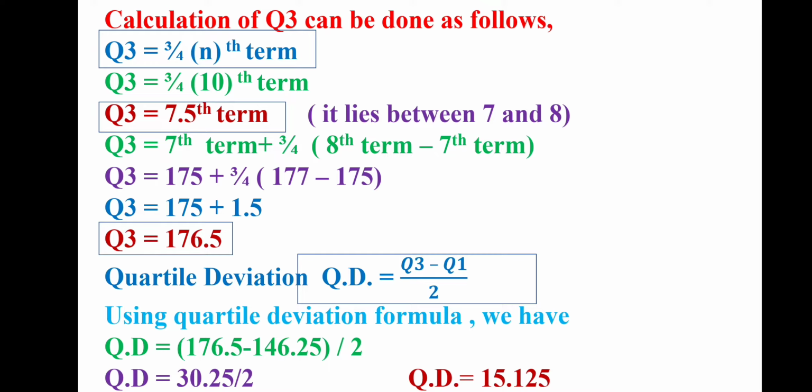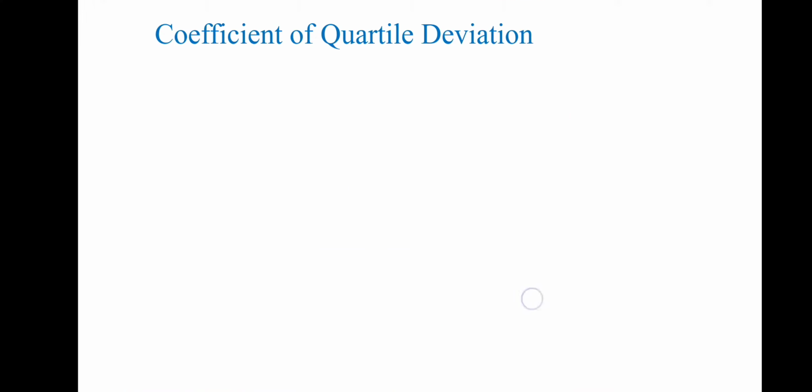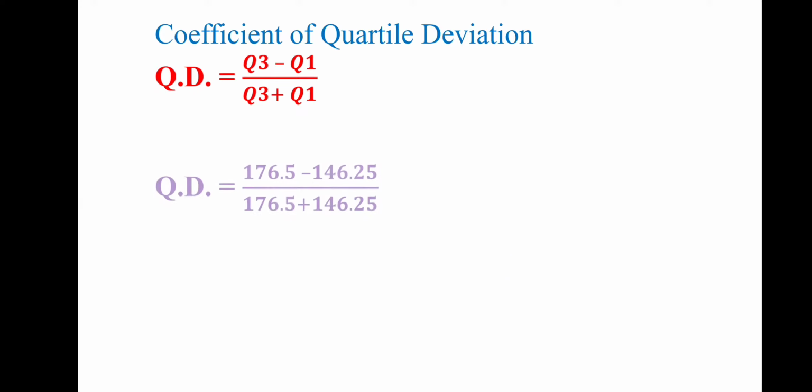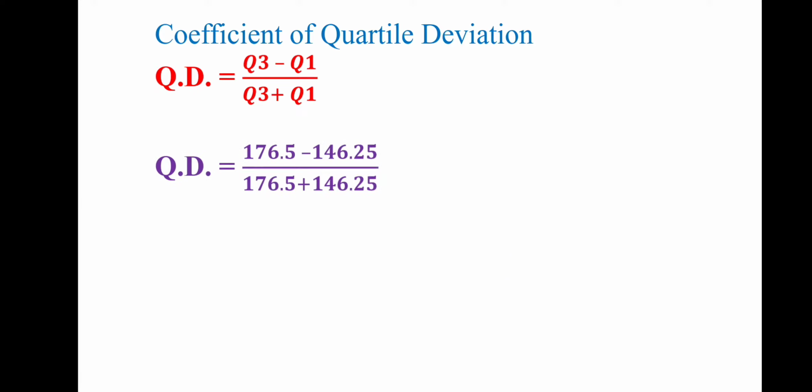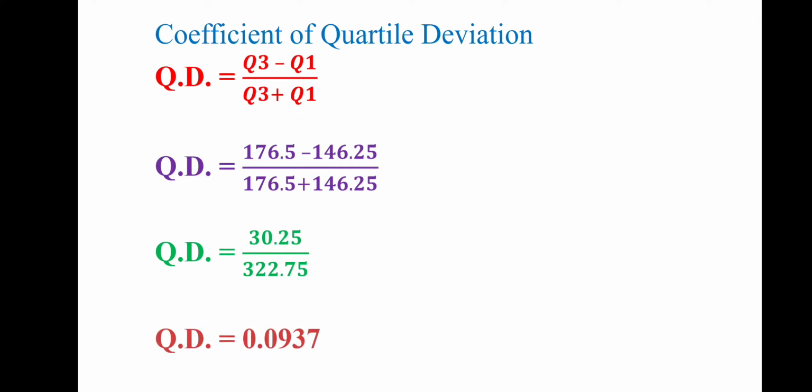This value is called the absolute measure, then we will find the relative measure. The relative measure is called the coefficient of quartile deviation. The formula is (Q3 minus Q1) divided by (Q3 plus Q1). Substitute: 176.5 minus 146.25 divided by 176.5 plus 146.25. Simplifying, we get 30.25 divided by 322.75, which gives 0.0937. It is the coefficient of quartile deviation.